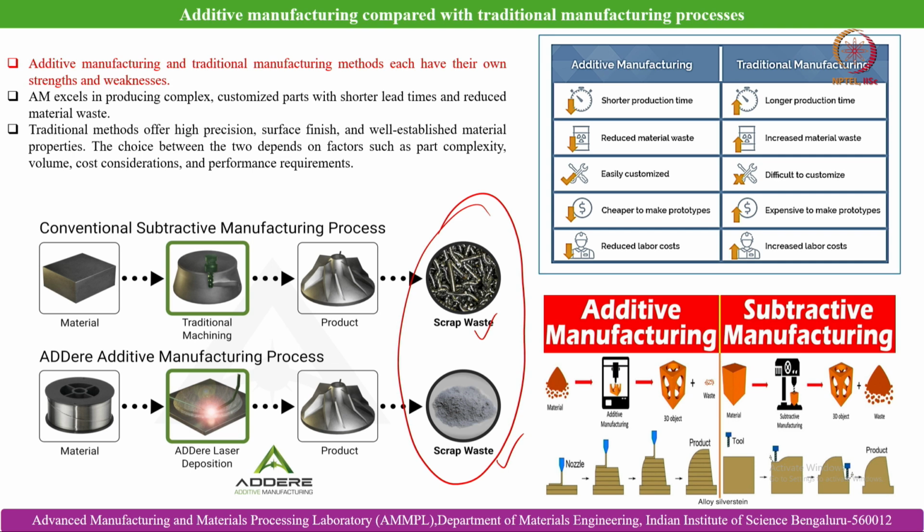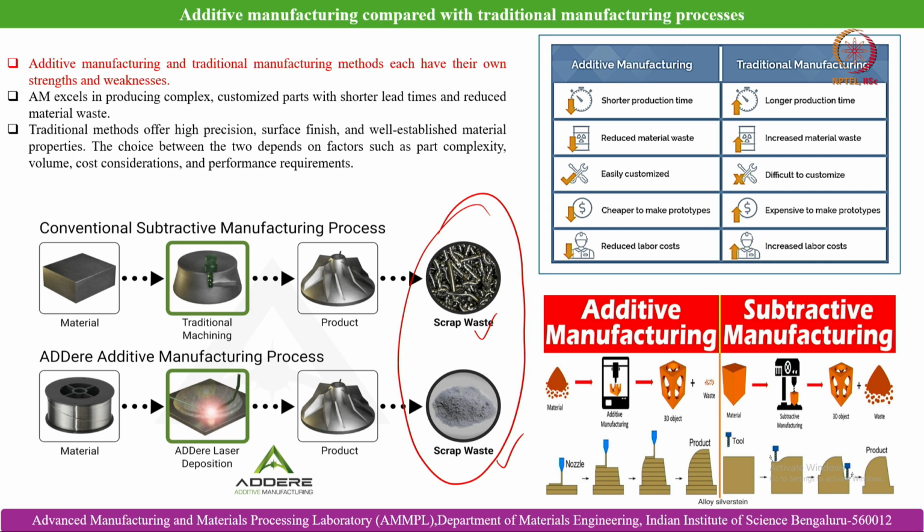So, these are basically the advantages of AM over conventional manufacturing routes, like it can produce complex customized parts with shorter lead times and reduced wastage, and the traditional methods offer higher precision, surface finish and well established material properties. So, the choice between the two depends on factors such as part complexity, volume, cost considerations and performance requirements.